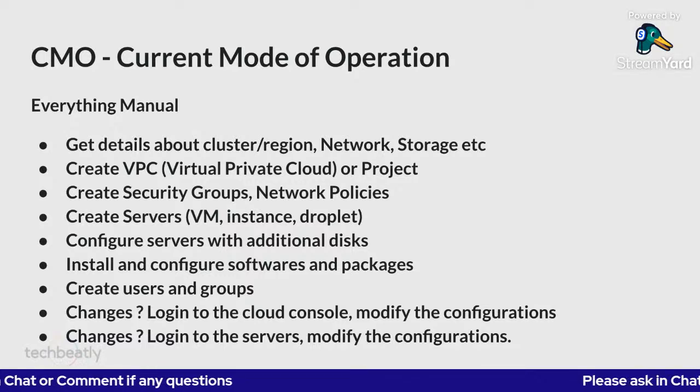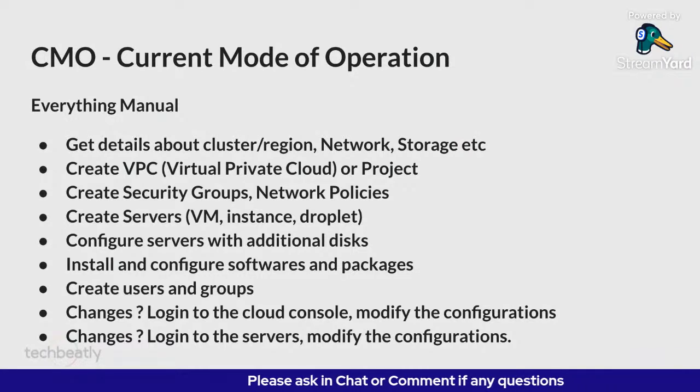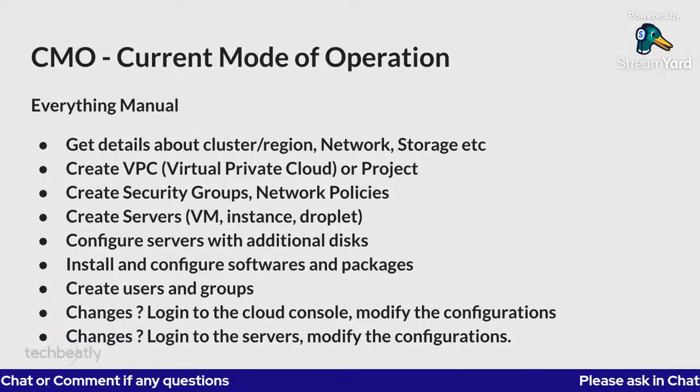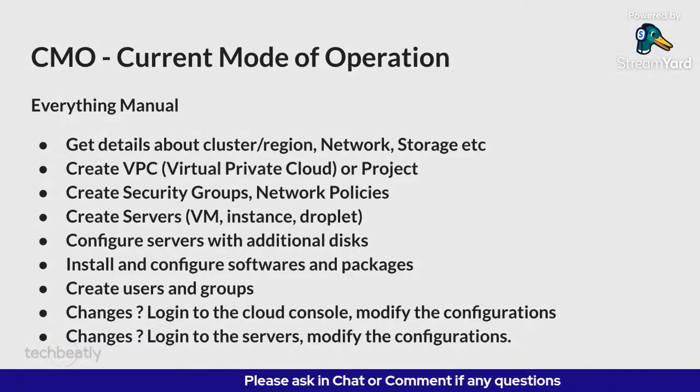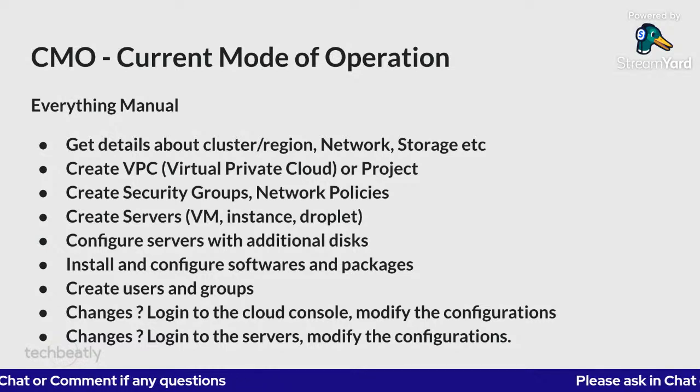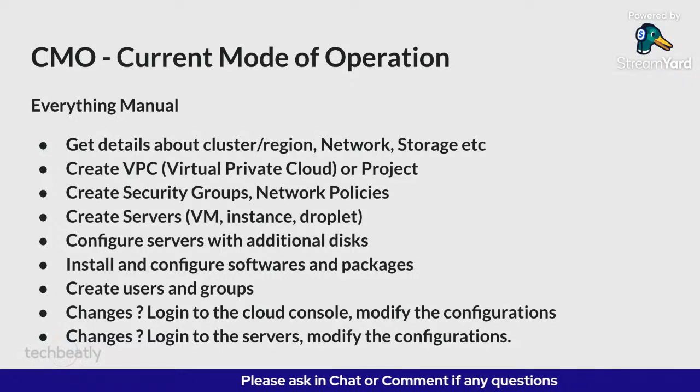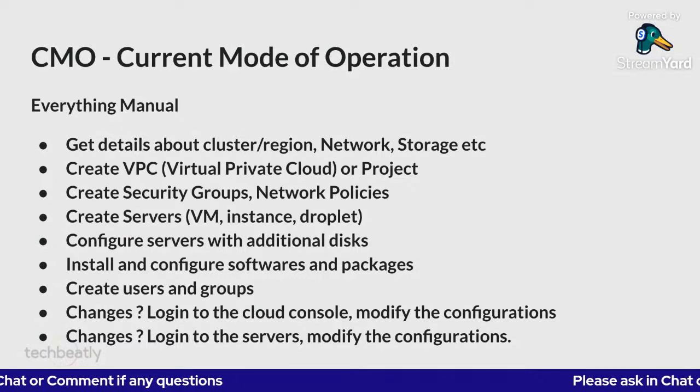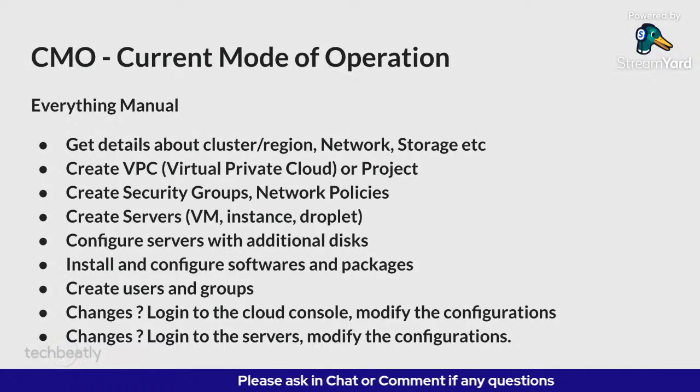Then you have to configure these servers with an additional disk, maybe if you want a data disk or database disk. Then you have to install the packages, the OS packages, what we call the base packages, the monitoring packages, all those performance monitoring, security monitoring packages. Then you have to install the application, everything manually, create the basic users and groups, everything you have to do by hand, like logging into the console, or maybe you are using the API. What if you have some changes? Let's say you want to change some IP, or change some application version. Then you have to log into the cloud console and modify the configuration. Yeah, you have to do that.